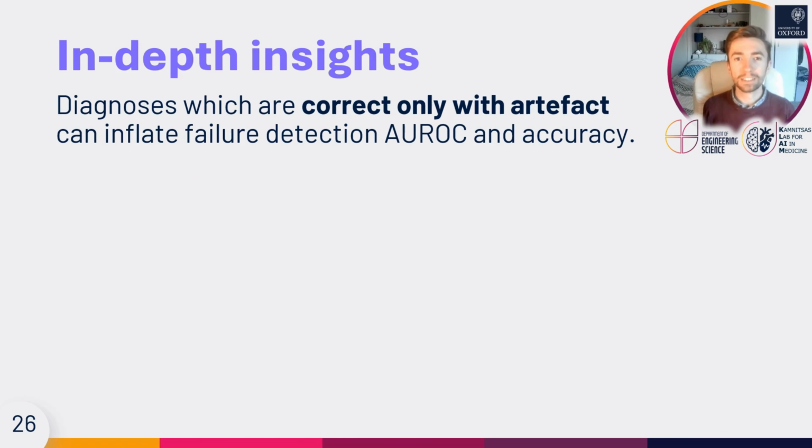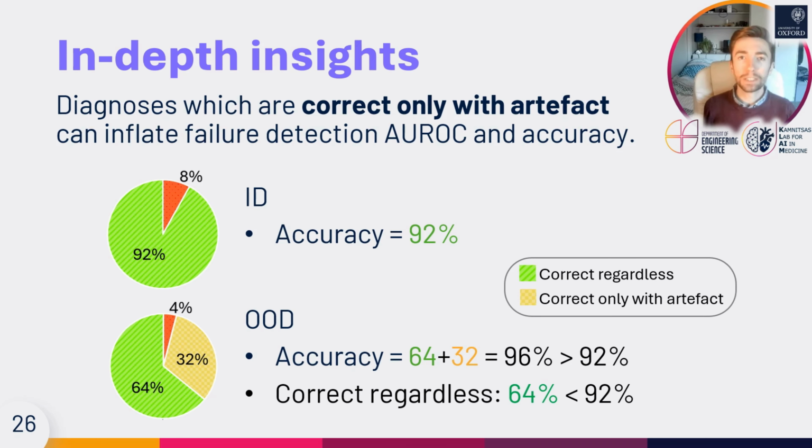The second in-depth insight is diagnoses which are correct only with the artifact can actually inflate failure detection metrics. Take the predictions above the MCP threshold. We saw that the ID accuracy was 92%. However, the OOD accuracy above the threshold was higher at 96%. However, a large chunk, 32%, are correct only with the artifact, and instead the percent which are correct regardless is much lower. Well, why is this a problem?